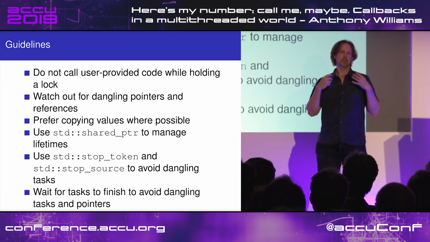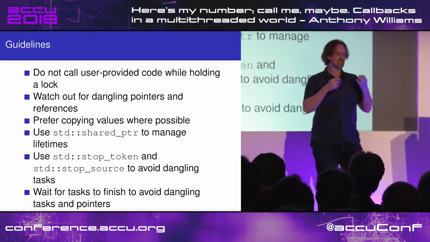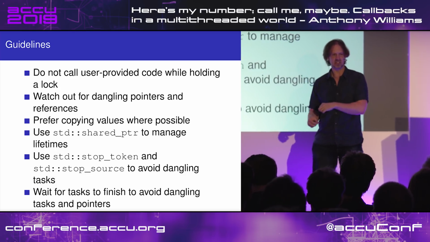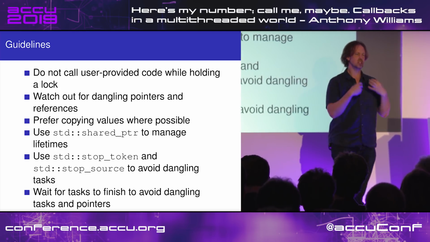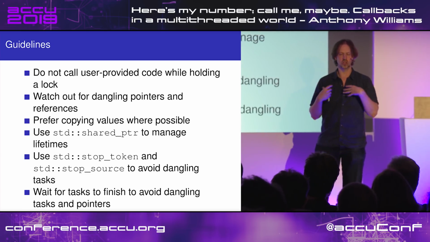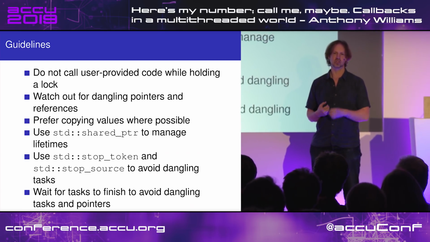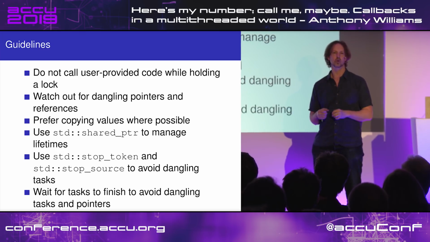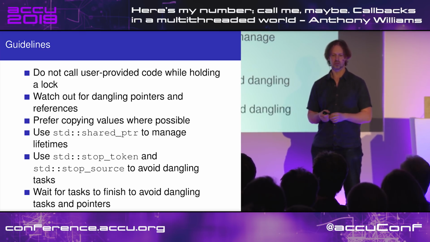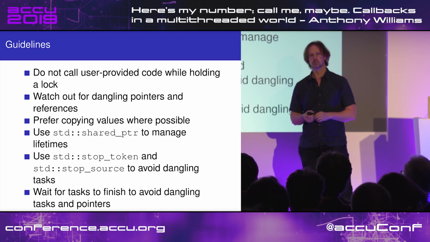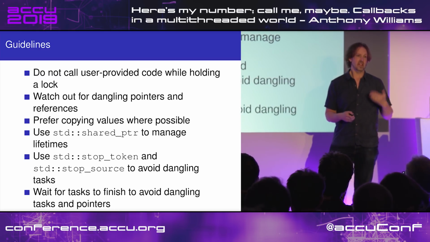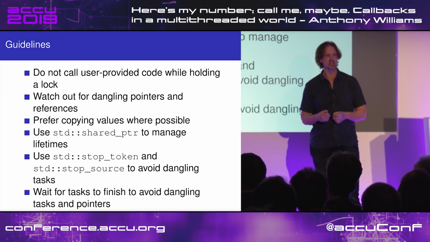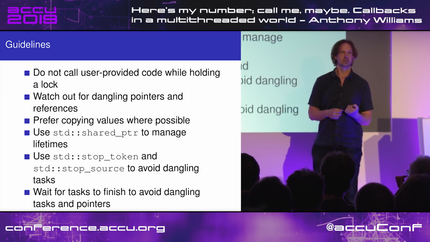So though lambdas are the easiest way to achieve dangling references, they're not the only way. You need to watch out for anywhere within your task where there is a pointer or reference to something that the task doesn't own, and that therefore you need to pay attention to the lifetime of. The solution to that, therefore, as well as paying attention, is to copy values where you can.